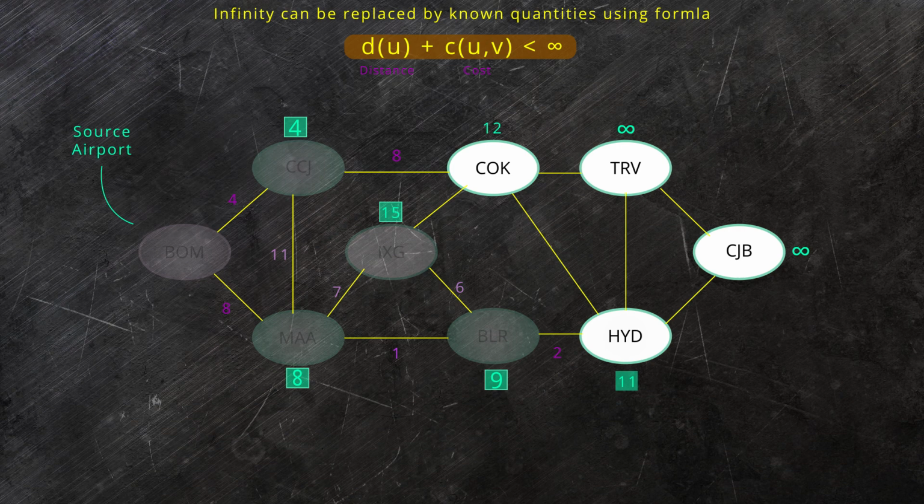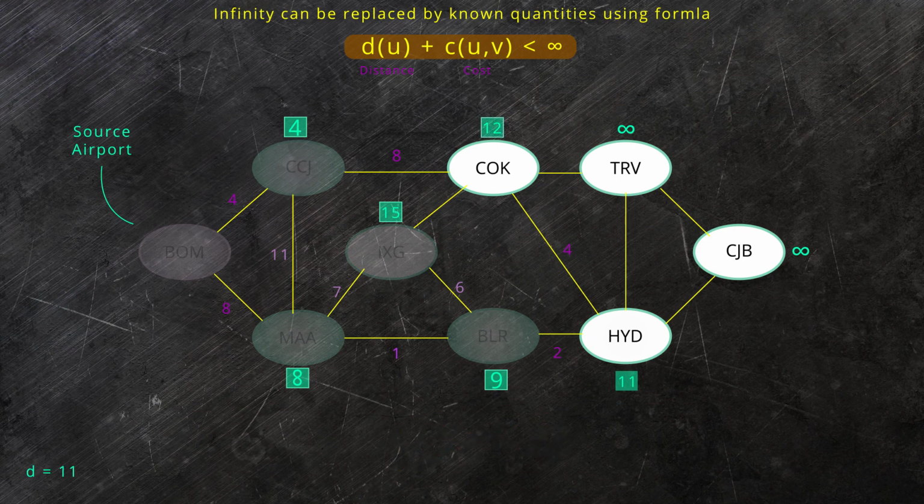The distance of Hyderabad, the value is 11, and cost of operation from Hyderabad to COK is 4. So 11, distance of U. So Hyderabad will be U and COK will be V. So distance of U, look at the formula. Distance of U plus cost of U to V should be less than distance of V. Only then you will be updating this node. So look here, the distance of U is 11 and the cost of Hyderabad to COK is 4. So 11 plus 4, 15. But 12 is here. 12 is less than 15. So you will not be updating. So this route will not be updated.